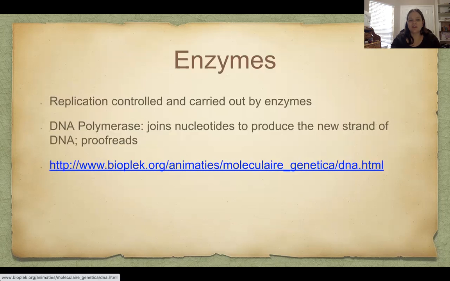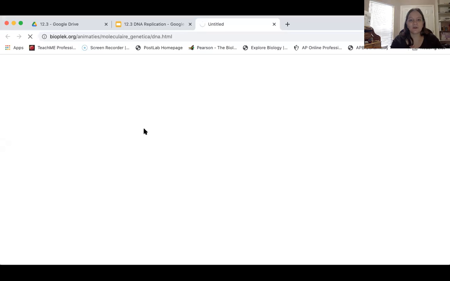The replication is controlled and carried out by enzymes. There are several enzymes that are involved. The only one you actually have to know is DNA polymerase. DNA polymerase's job is to create the new strand of DNA. As it goes along adding the new nucleotides, it's also proofreading and making sure it's adding the correct ones.